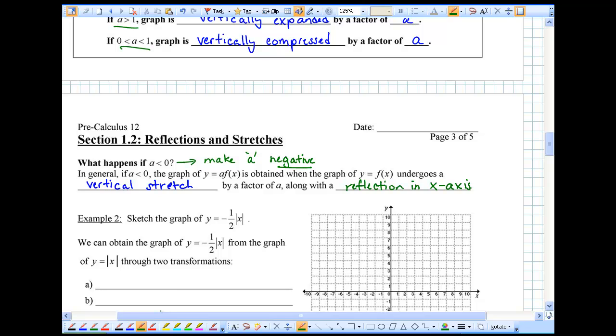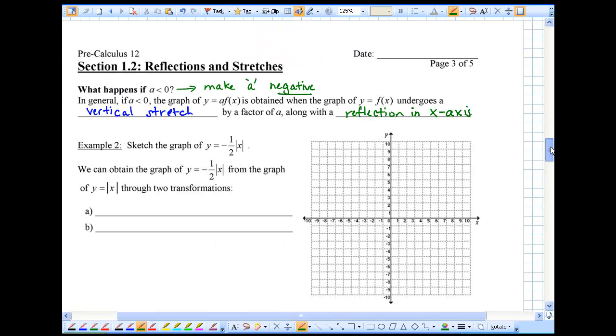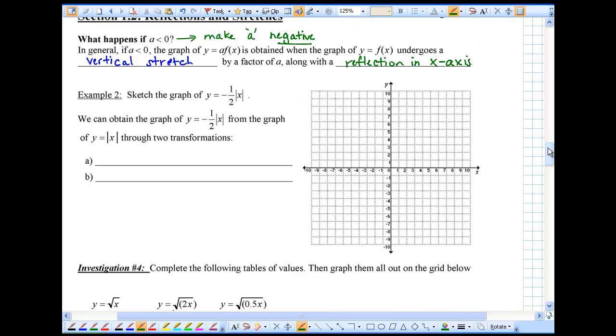So knowing this now, I'd like you to take a look at example number 2. I'd like you to sketch the graph of y equals negative 1/2 absolute value of x. And once again, compare this with what I call the regular graph of the absolute value, y equals absolute value of x, and tell me what type of transformations have occurred. So comparing y equals the absolute value of x to this function, y equals negative 1/2 absolute value of x, what's changed?